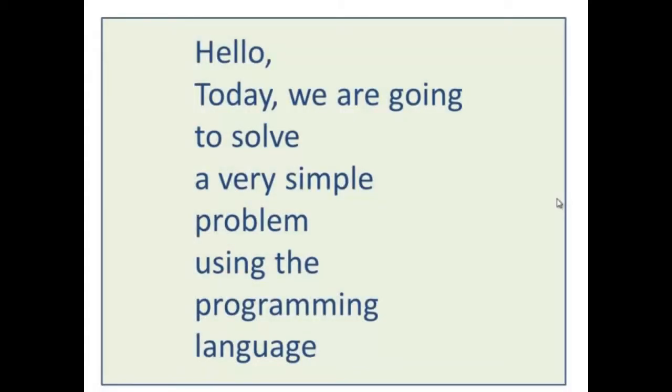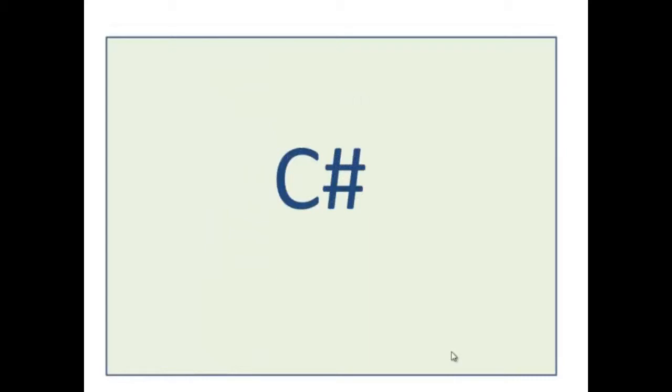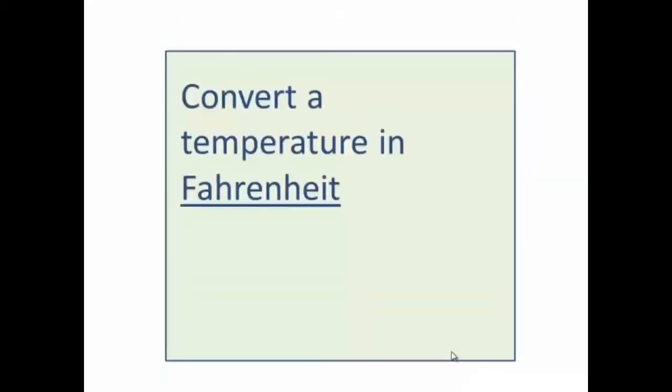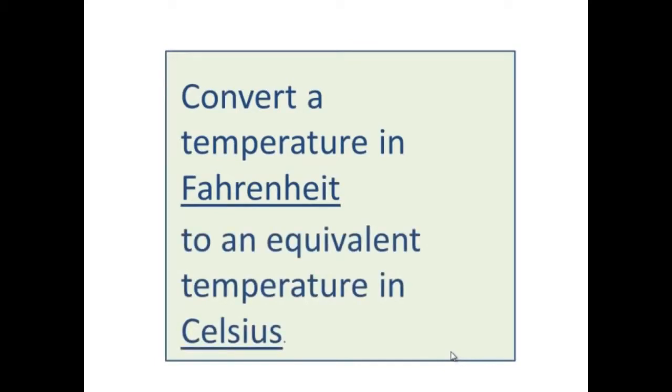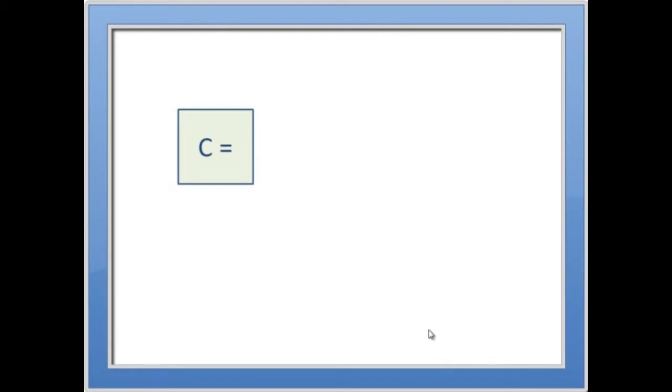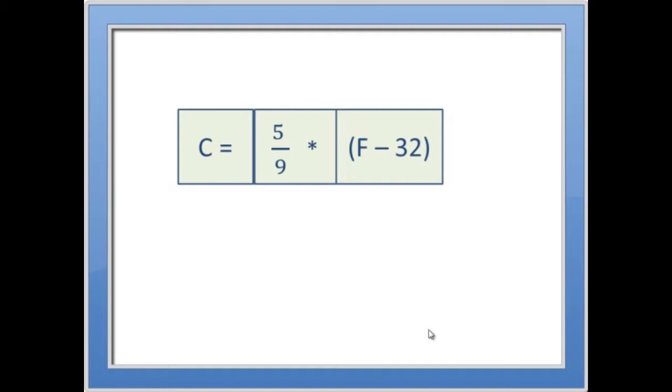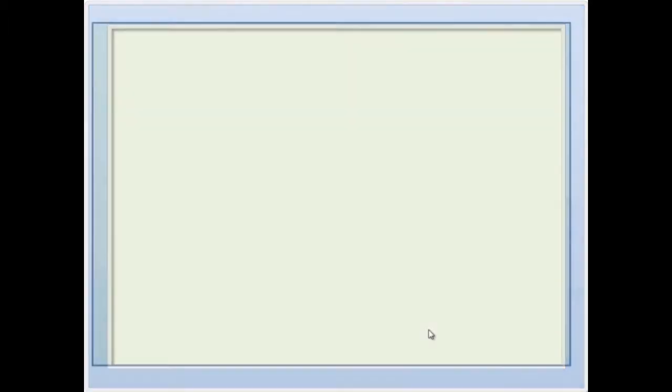Hello, today we are going to solve a very simple problem using the programming language C#. What we are going to do is to convert a temperature in Fahrenheit to an equivalent temperature in Celsius. We are going to use this formula: C equals 5 over 9 times (F minus 32), where F is our input temperature in Fahrenheit and C will be the output temperature in Celsius.